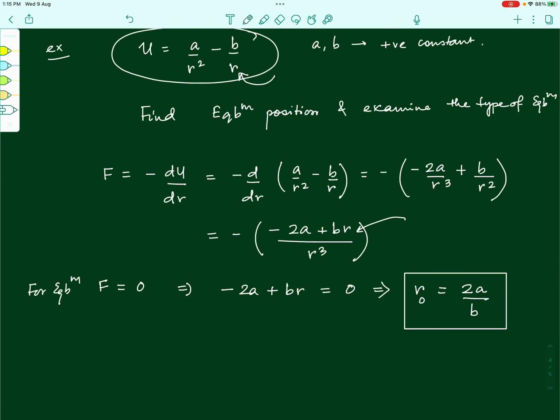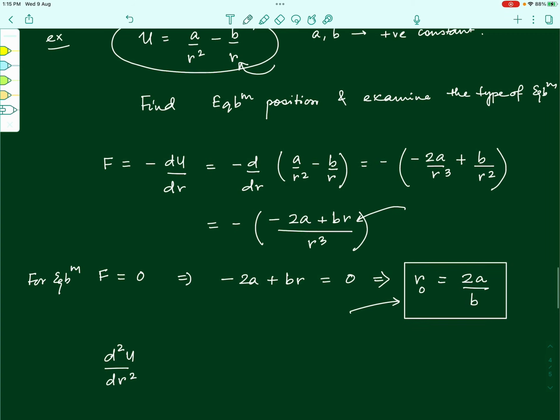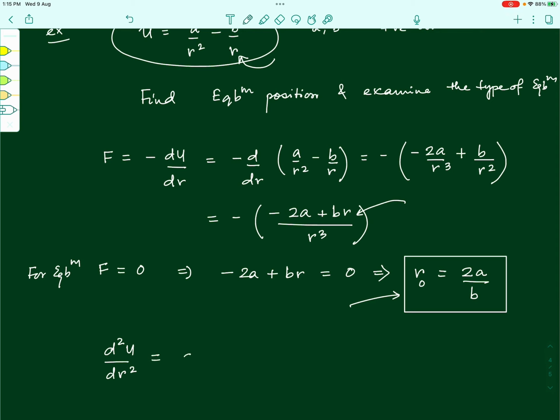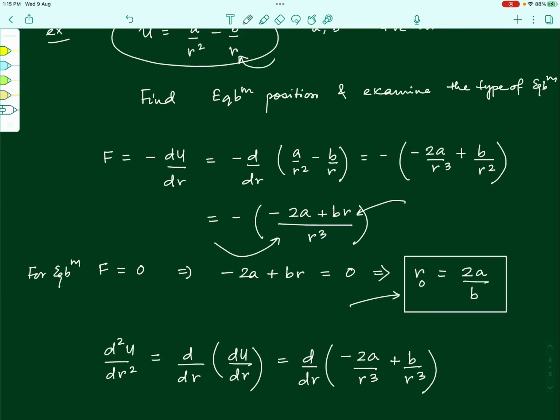For that, we find d2U by dR squared and check whether it takes a positive value or a negative value at this R naught, at the equilibrium position. So, first we double differentiate the potential energy function. Double differentiation means you once again differentiate the potential energy function with respect to R. We already have dU by dR with us, we have already calculated it. So, this means we are supposed to do d by dR of minus 2A by R cubed plus B by R squared. Let us do that.